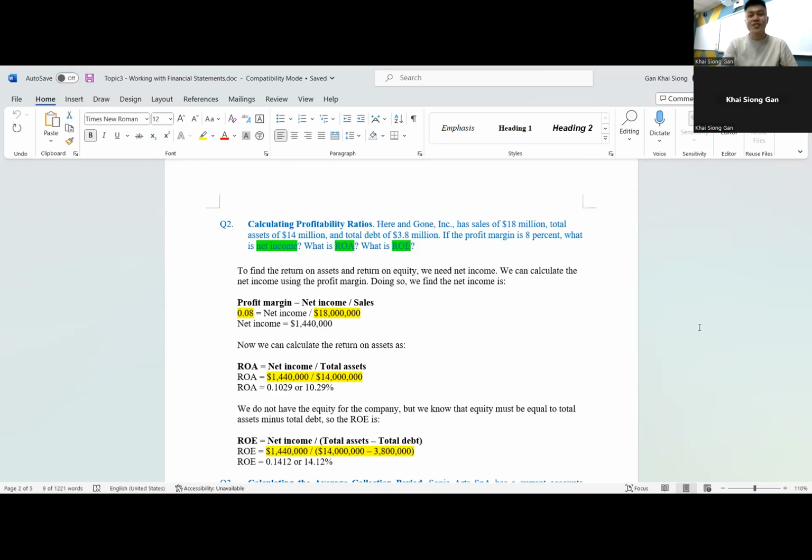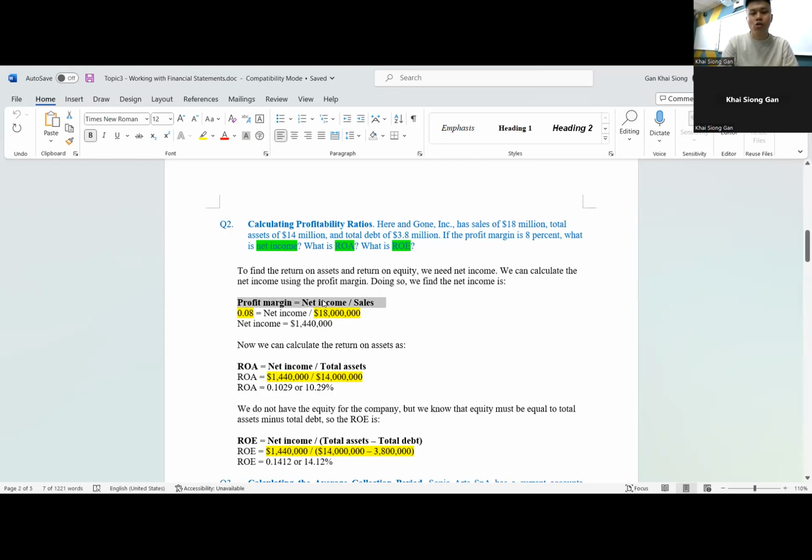First of all, you are given the profit margin, but you want to calculate net income, and you have the information. Profit margin equals net income divided by sales. You have the profit margin and the sales already. The percentage you convert into decimals, as long as you do not convert wrongly. Then you move things around and at the end you get your net income.